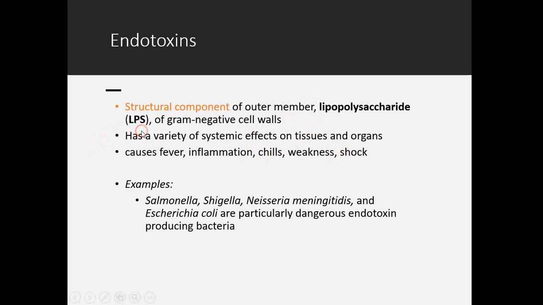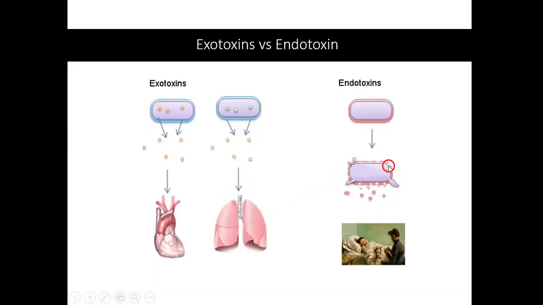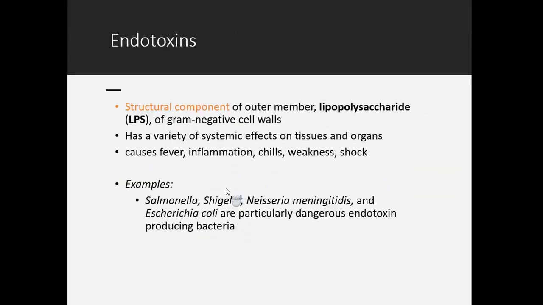So in the case of endotoxins, the cell is going to die or rupture, and when it does, it breaks into small components. Those components from the outer cell membrane are released, and the LPS toxin gets released from the dead or dying cell. When it gets released, it goes systemically into the tissues or the fluids of the body, and it's going to cause just a generalized effect.